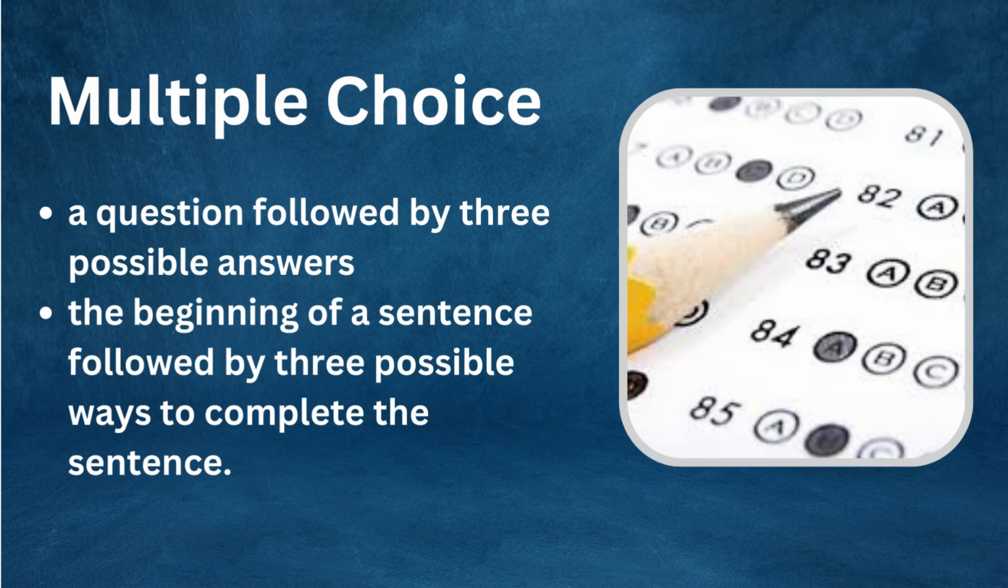Multiple choice questions can be answered with one correct answer or more than one correct answer. You need to read the questions very carefully to check how many answers are required. In a multiple choice question where you are required to choose one correct answer, like A, B, or C, you will be given a question followed by 3 possible answers, or the beginning of a sentence followed by 3 possible ways to complete the sentence.